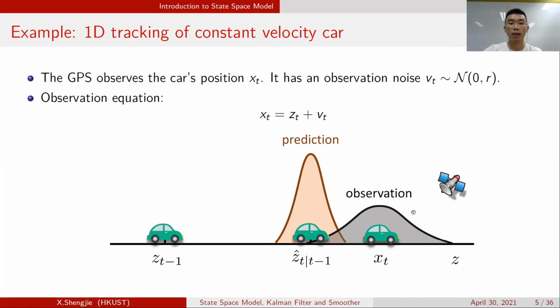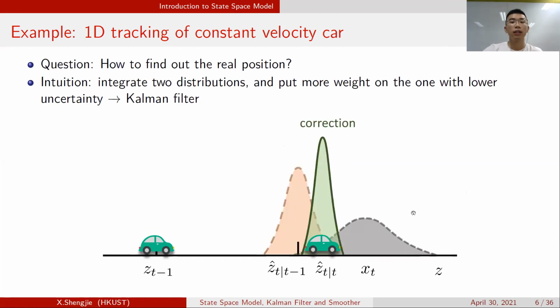And the problem comes up: how do we find out the real position of the car? We don't know exactly the real position, but we have the prediction and the observation. In this case, we can simply integrate these two distributions together and put more weight on the one with lower uncertainty. You see, this Gaussian has a lower uncertainty, and this one has a higher uncertainty. So we will trust the prediction more than the observation. In fact, this is the idea of the Kalman filter, and we will talk about it later. So these pictures you should bear in mind.